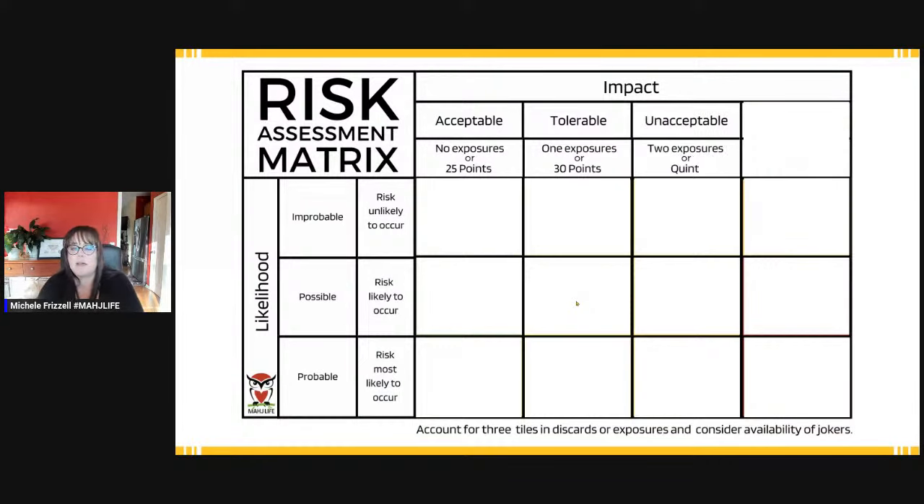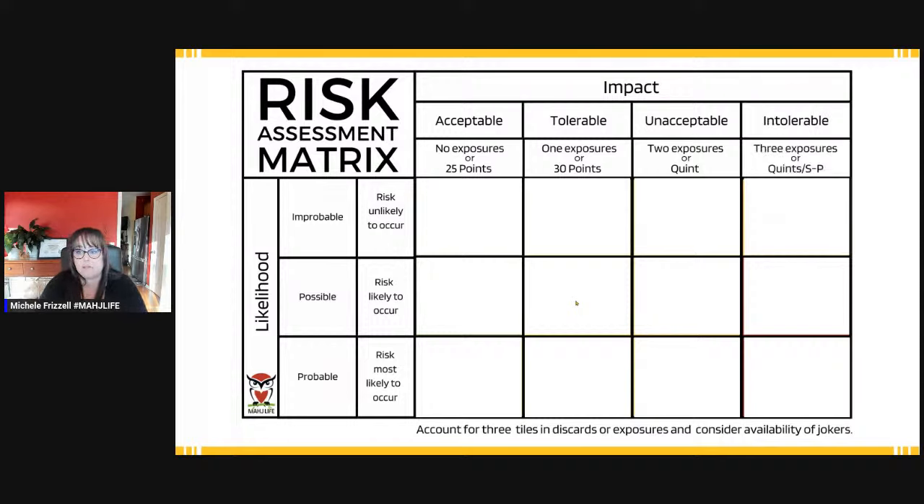Then you have an unacceptable level of impact, where someone has two exposures and you can, by process of elimination, figure out what hand they're playing to determine the likelihood of you discarding a risky tile. And also, if somebody has a quint exposed and you have a tile that could possibly give them a winning tile on a quint, that would be an unacceptable impact.